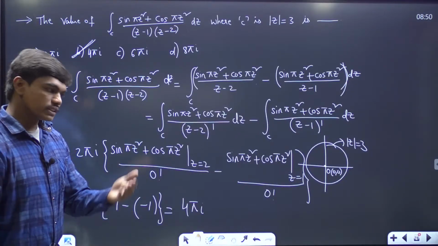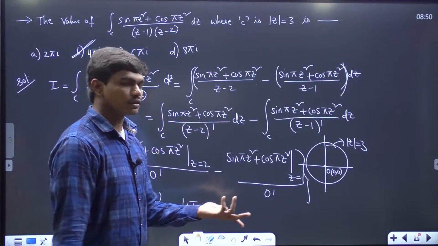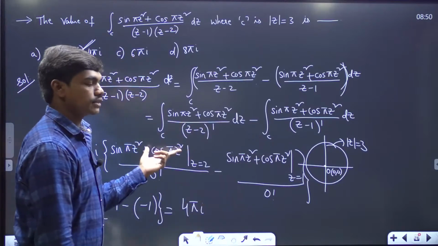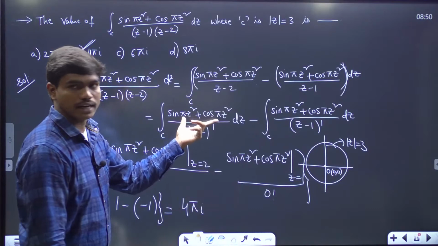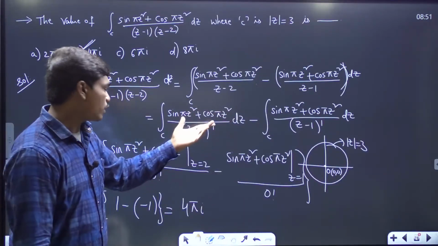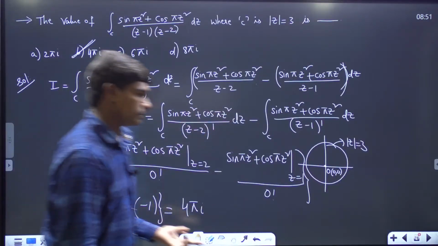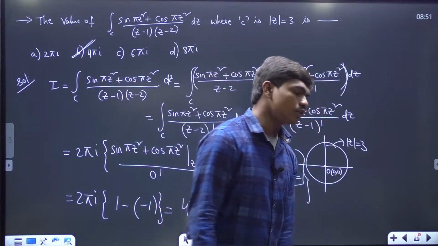See, zeroth derivative means the function itself, correct? So phi of z naught itself is the value of this numerator. And if you see, phi of z is of the form sin(pi z square) plus cos(pi z square). So phi of z is this value. Clear to all of you why this is 4 pi i?